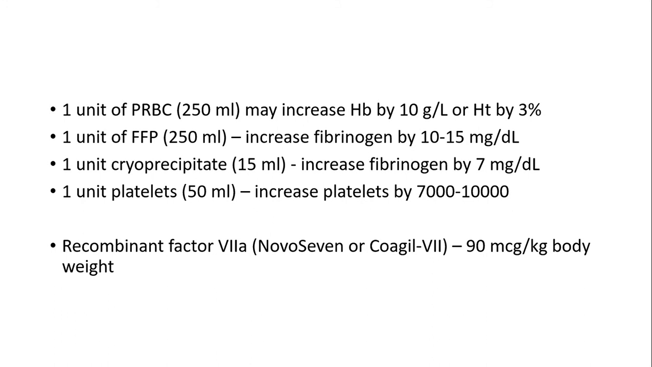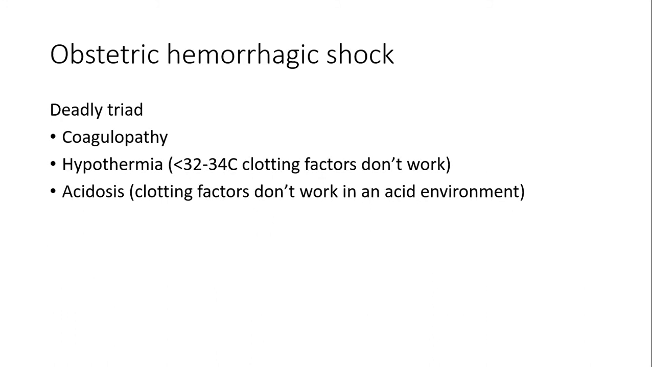Recombinant factor VIIa, NovoSeven or Coagil-VII, 90 micrograms per kilogram body weight, is recommended for the treatment of this hemorrhagic shock condition. The so-called deadly triad is coagulopathy, hypothermia, and acidosis. All these conditions may lead to maternal death.